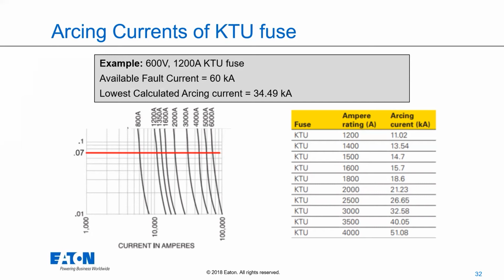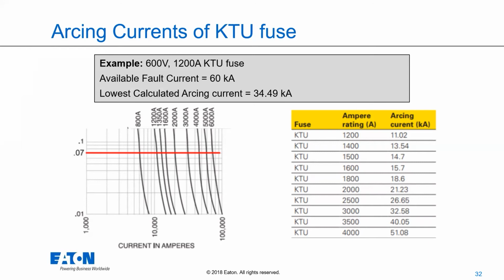Bussmann also released a very nice application note with this, and on it we provided a lot of the tables that you see here on the right. You've got your fuse, your amp rating, and then it'll tell you the minimum arcing current, right? So right here for the KTU fuse, if I'm a 1200 amp fuse, if my arcing current is 11.02 kA or higher, so that's the minimum, I'm okay. I don't need anything additional. If it were lower than 11.02, that's when I would have to.